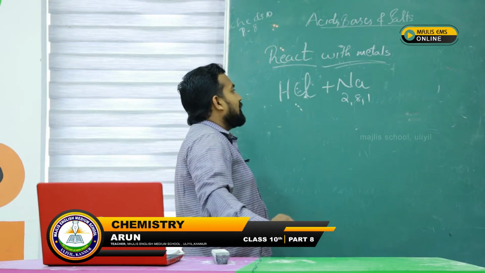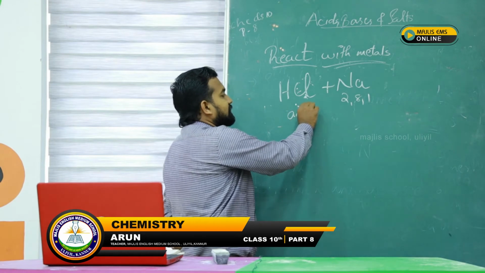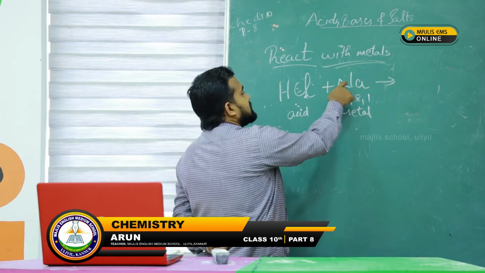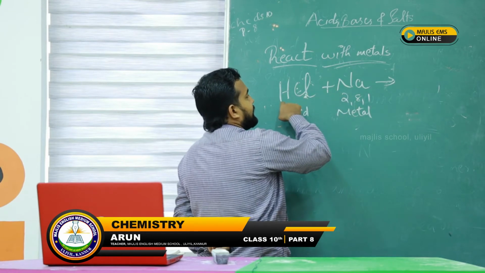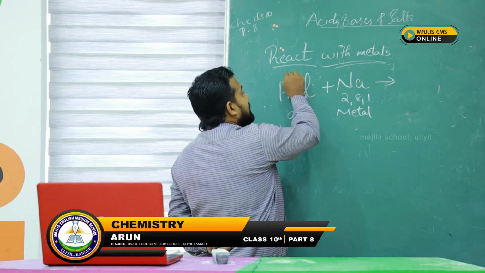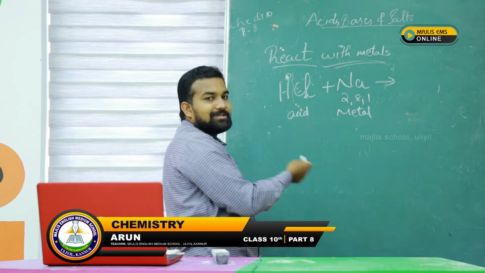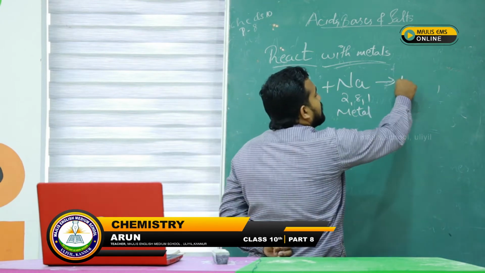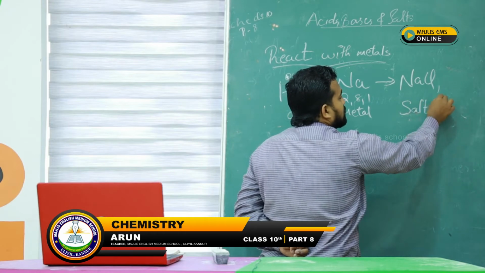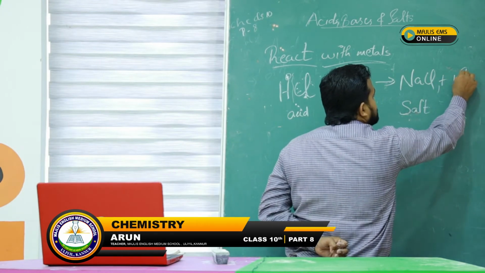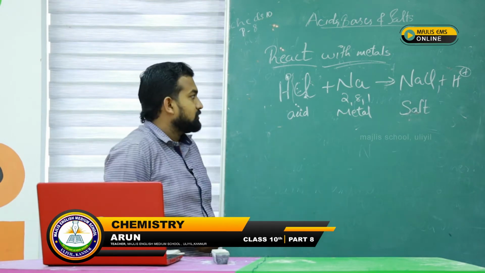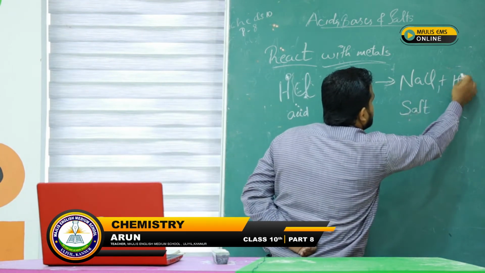Okay, so when an acid is reacting with a metal, what will happen is, this metal being more reactive than hydrogen will replace hydrogen, because this is an acid, it is very ready to donate these H plus ions. So what will happen? We will get NaCl, sodium chloride, that is a salt, plus what is remaining? H plus ions, hydrogen ions or hydrogen gas. Okay, hydrogen gas.